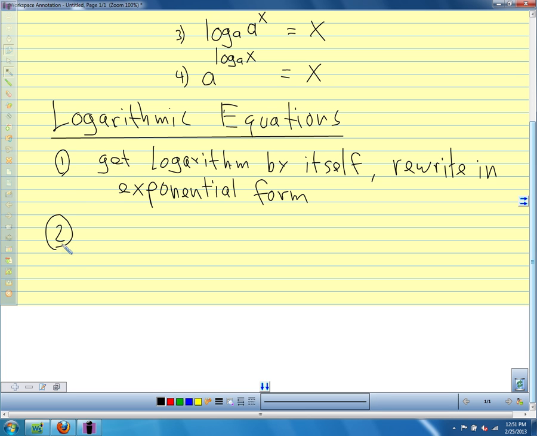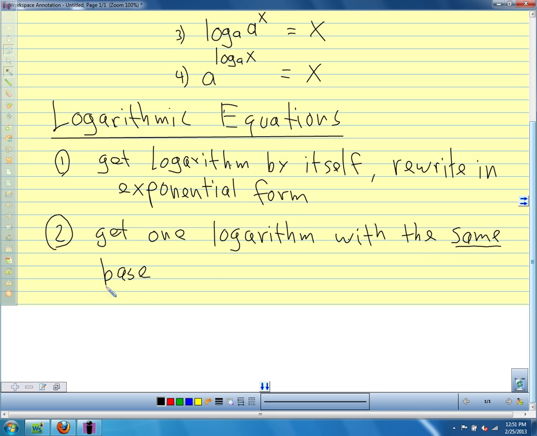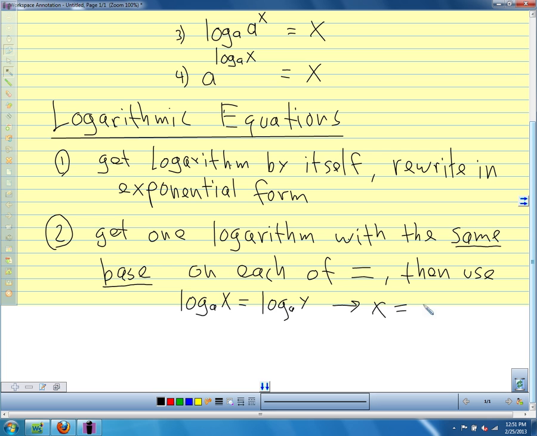Second way we're going to solve logarithmic equations is get one logarithm with the same base, and it's important that we remember that we have to have the same base on each side of the equal sign, and then use the rule log base a of x equals log base a of y tells us that x equals y. So that's the second way we're going to solve logarithmic equations.